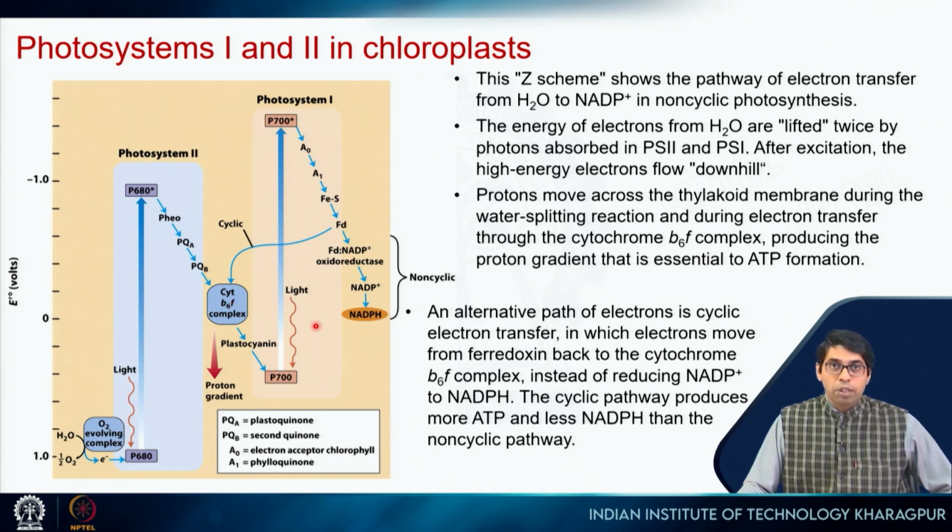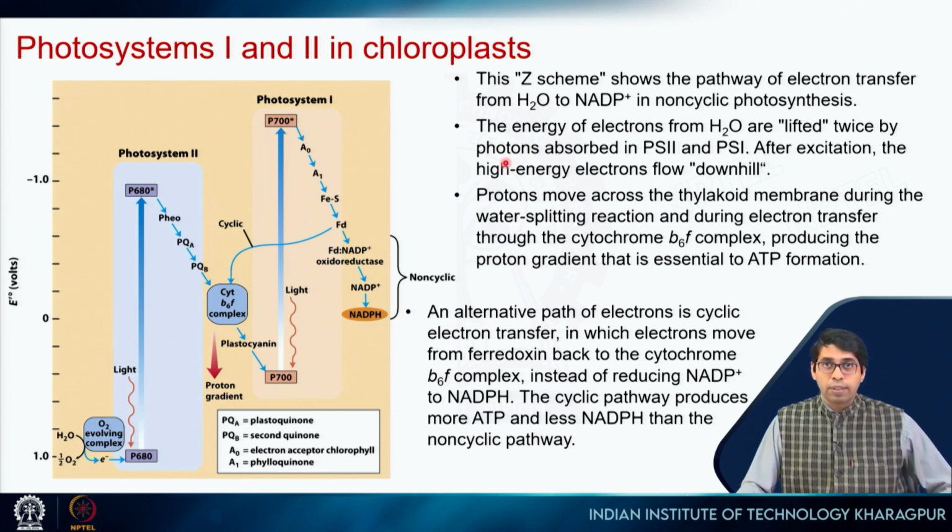So, in the cyclic pathway you are not creating any NADPH, but ultimately this proton gradient will be used to create ATP. So, the cyclic pathway will create more ATP since it is not producing any NADPH. Okay. So, all of this is summarized here. This is called the Z scheme, because if you look at it, it looks like a Z, right. So, the Z scheme shows the pathway of electron transfer from water to NADP plus in non-cyclic photosynthesis.